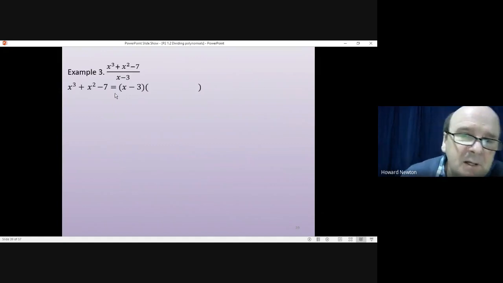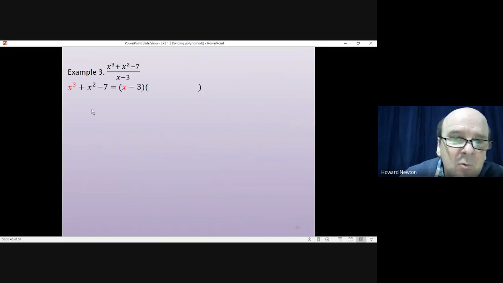Okay, let's have a look. So as always, we start with the highest power, the x cubed term, and we ask ourselves how we can get that. x times what would give me x cubed? Well, x times x squared would give me x cubed. So x times x squared gives me the x cubed. I'll just keep track of what I'm doing. That's the x cubed sorted.